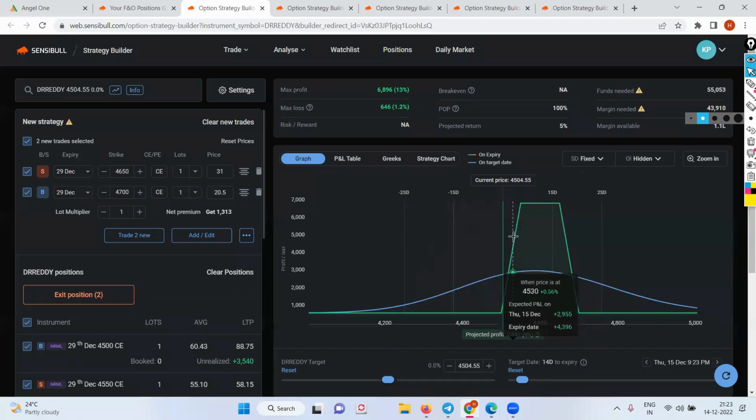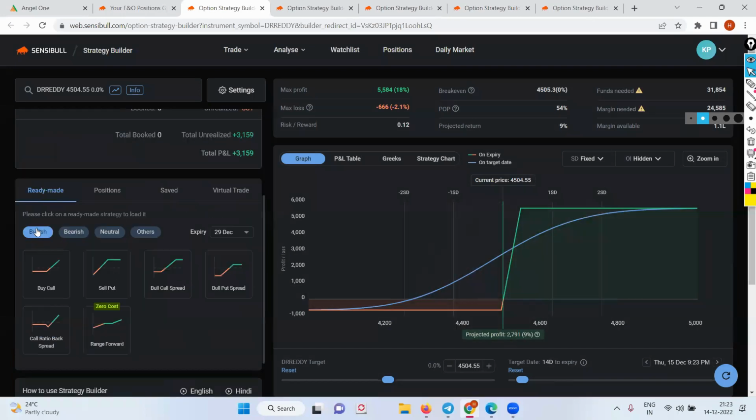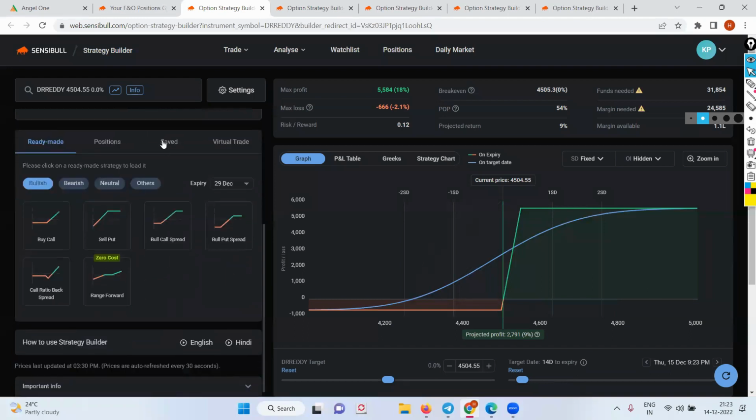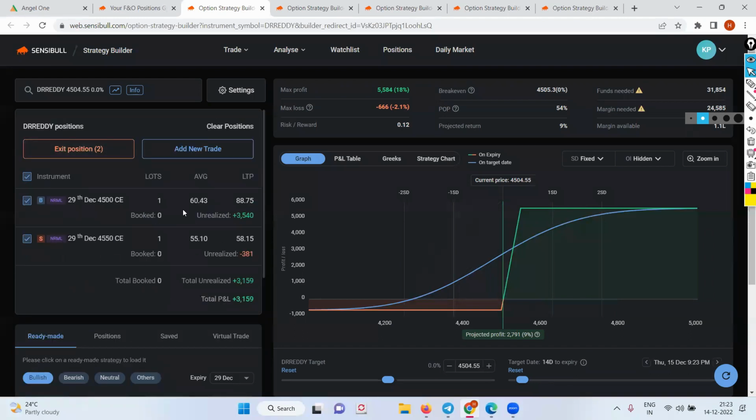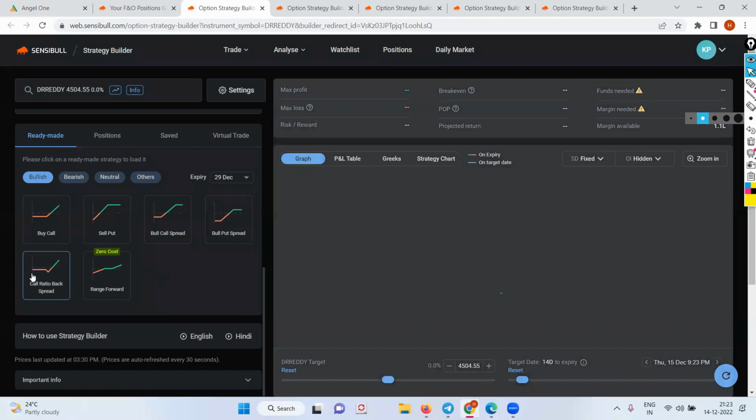So we have discussed the butterfly, how to increase the profit. Okay, now comes the beauty. Guys, see, now again I am back to the default state. Now go to these ready-made trades. This is your original trade. Go to the ready-made trades, and you have to do this sort of experiment. So what if I deploy a call ratio spread? Just try to deploy a call ratio spread.